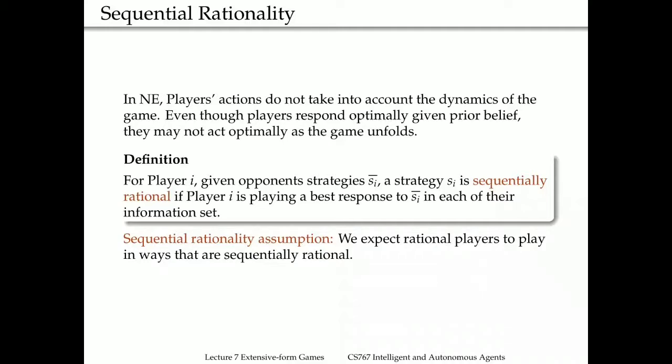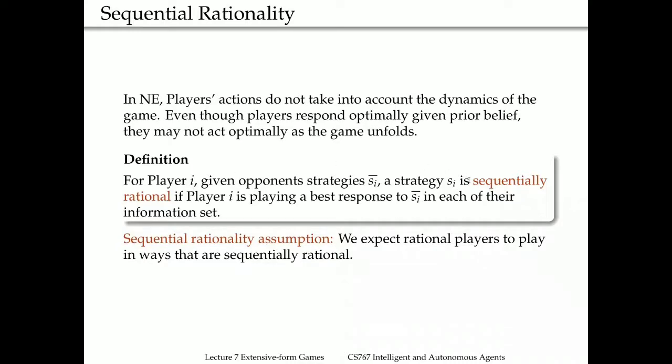So in the Nash equilibrium, of course, the players' actions do not take into account the dynamics. Even though players respond optimally given prior belief, they may not act optimally as the game unfolds, as is illustrated by the previous cases. So for a given player, and given the opponent's strategy, a strategy for this player i is what we call sequentially rational.